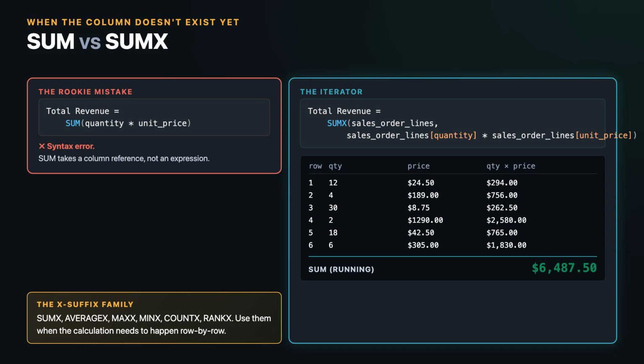Here's the model. SUMX of sales order lines, quantity times unit price. Row 1, 12 times 24.50. Row 2, 4 times 189. And so on. Each product computed at query time, summed, returned.